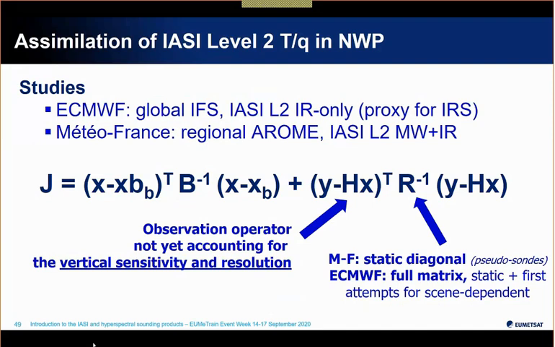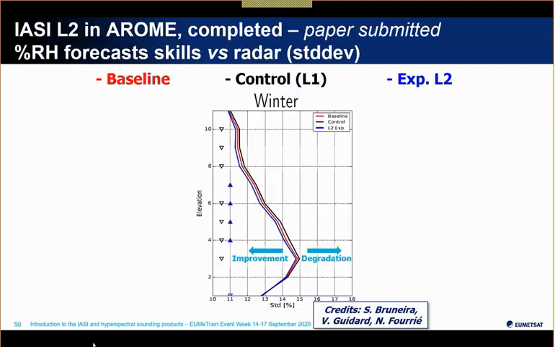The setup, I will not enter the details, but the setup was relatively simple. So there were a number of simplistic assumptions to make this first experiment. But nevertheless, we had encouraging and interesting results, and I will show you some glimpses of that. So what I'm showing here is the result of an assimilation of level 1, so the radiances, which is the operational baseline, and of level 2, so with the retrieved profiles.